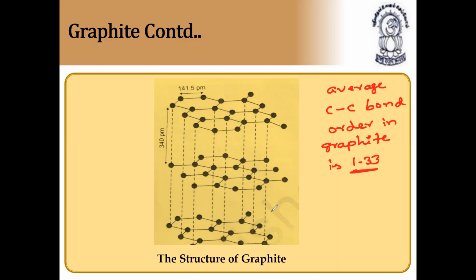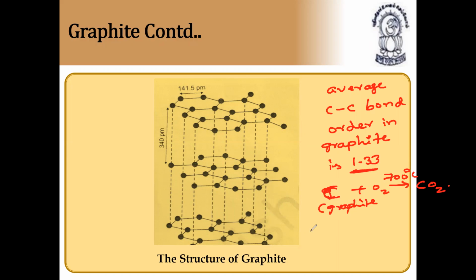Graphite burns in air at 700 to 800 degrees C to give carbon dioxide. So graphite, that is carbon in the form of graphite, burns in air at 700 degrees C, a very high temperature, to form what? Carbon dioxide.